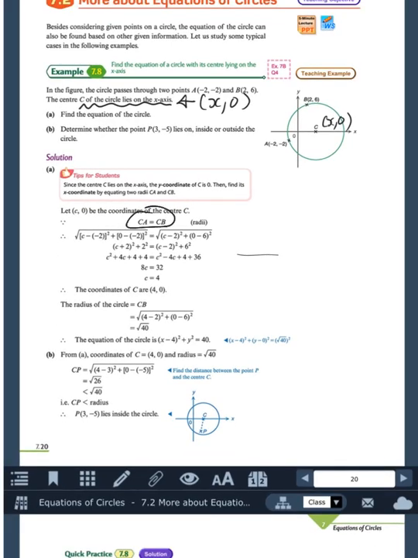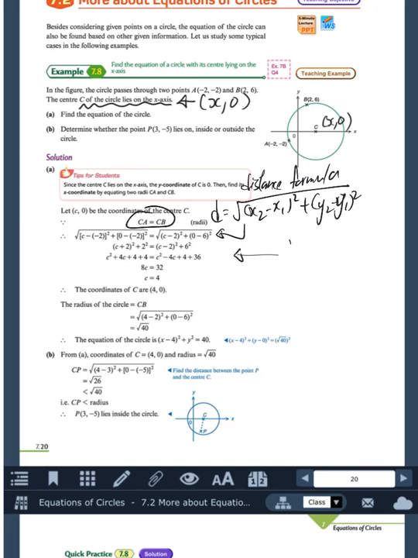AC equals BC, by using the distance formula. Let's recall the distance formula, which should be the difference of x coordinates squared plus the difference of y coordinates squared, and then take the square root. Alright, this is the distance formula. And then removing the brackets. Remember, when you're removing the brackets, you need the identity (a plus b) squared equals a squared plus 2ab plus b squared. How about (a minus b) squared equals a squared minus 2ab plus b squared.